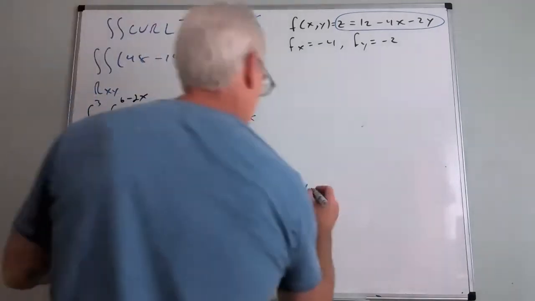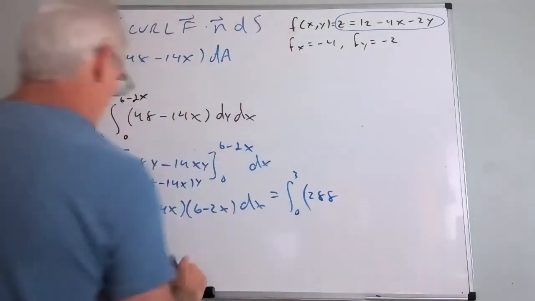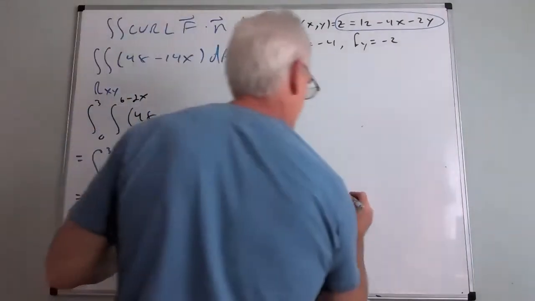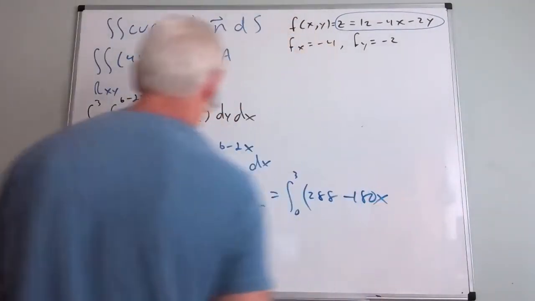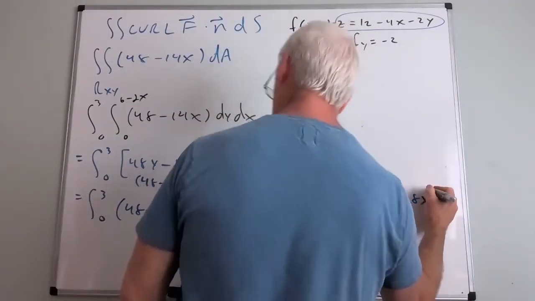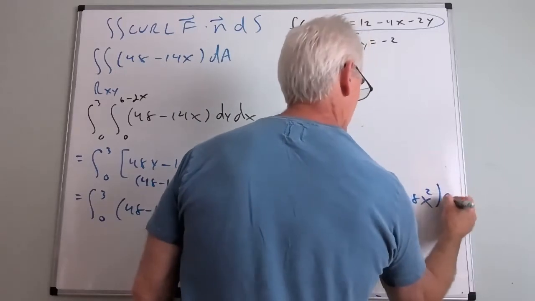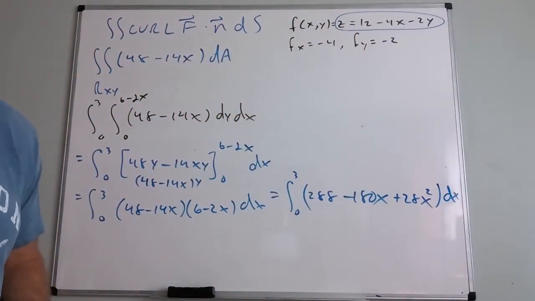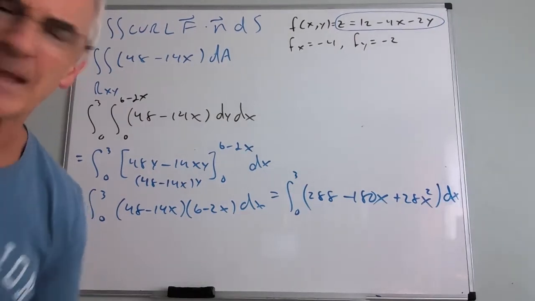So 6 times 48, so 288. Negative 96, negative 84, so that'd be negative 180. And then plus 28x squared. I think that looks right. Does that look okay to everyone? Yes, sir.